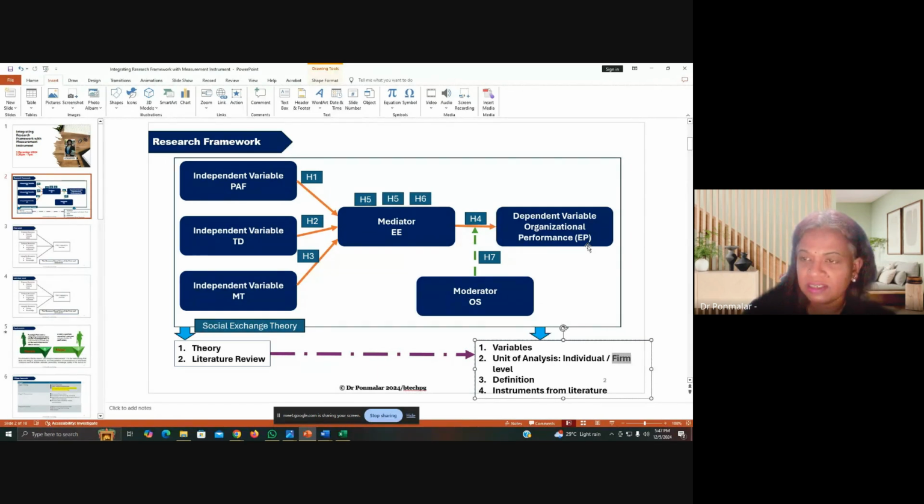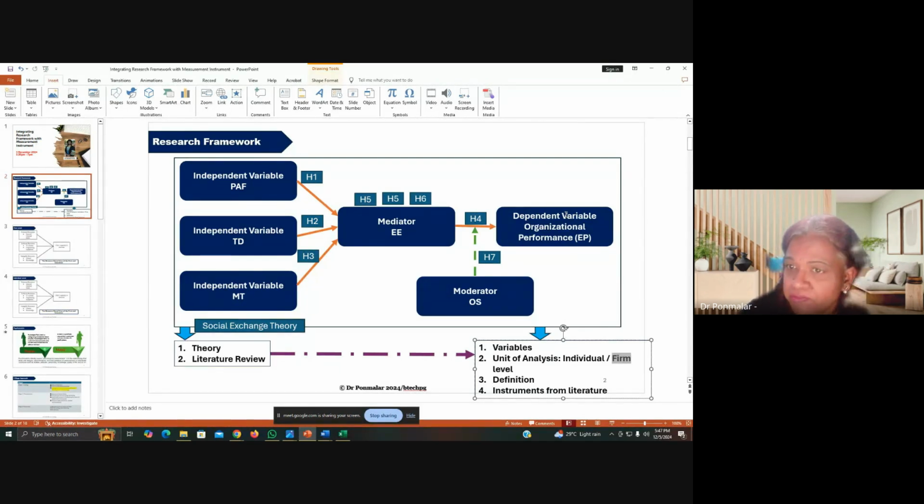So how is it? We only have one set of respondents, right? The person who is answering the organizational performance has to be the representative of the firm: the finance manager, the CEO, or the owner of the company. So there will be one person from the company, but he's not going to be an individual. He's going to represent the company, so firm level.